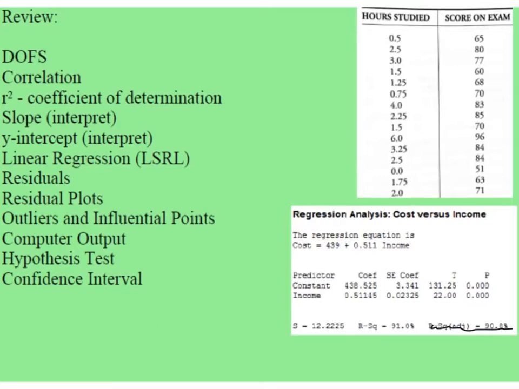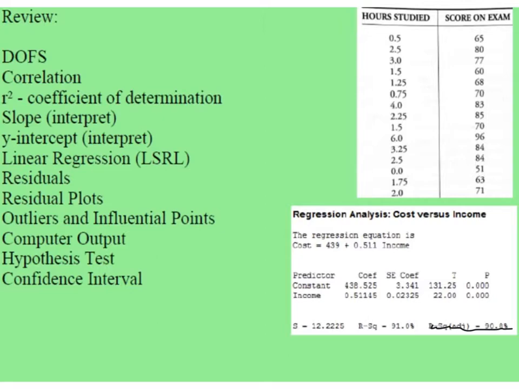This value right here, this S, is kind of a standard error for your residuals. Basically, a similar definition to standard deviation, it's a typical distance between the individual data points and the line. Much like standard deviation is a typical distance from the individuals to the mean. But this is the typical residual.